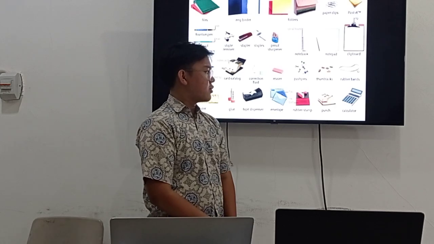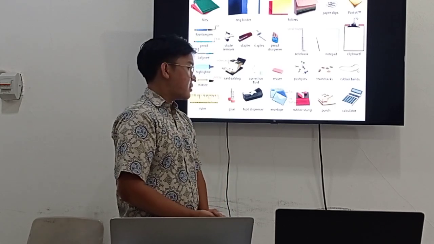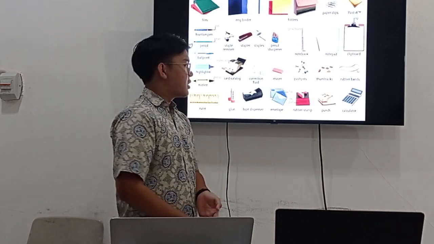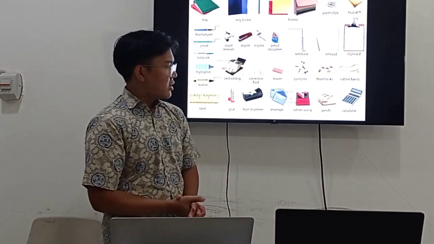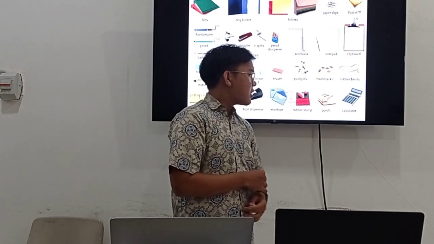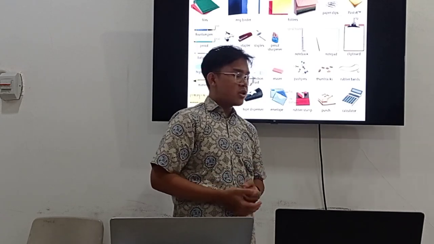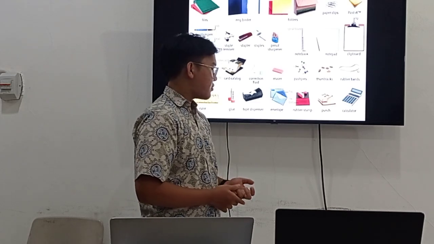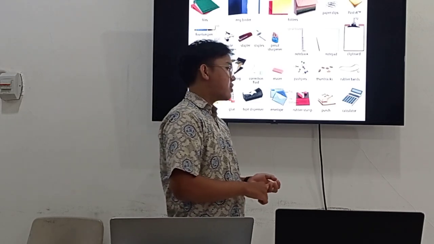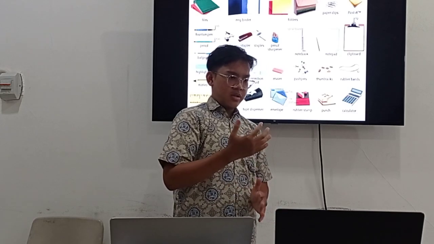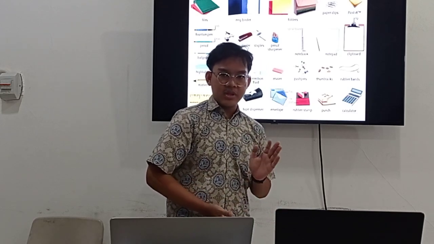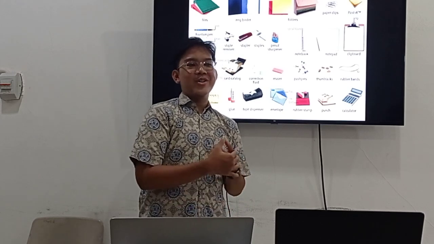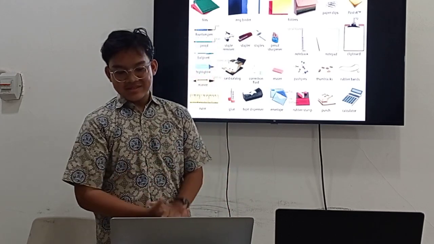Rubber stamp, as the name itself says, is to stamp things, but it's made with rubber. And this punch is to make a hole in your paper. And then the last one is calculator, to calculate everything that needs to be calculated. Well, I think that's all, and now we are moving on to the quiz.